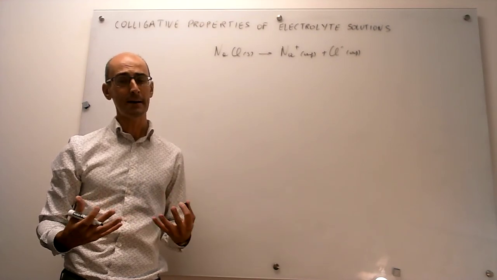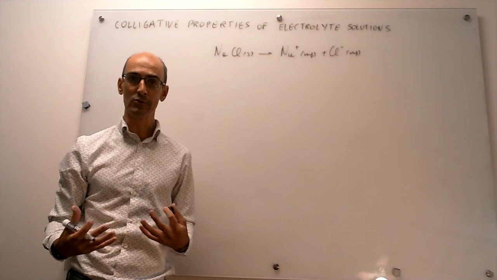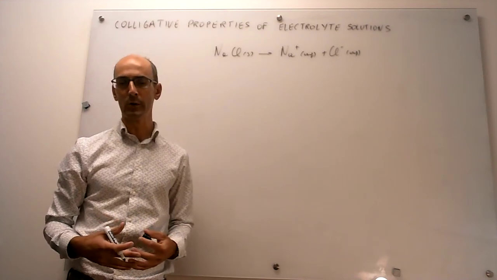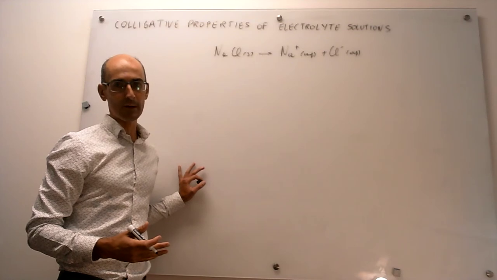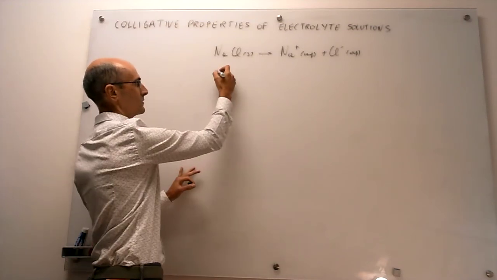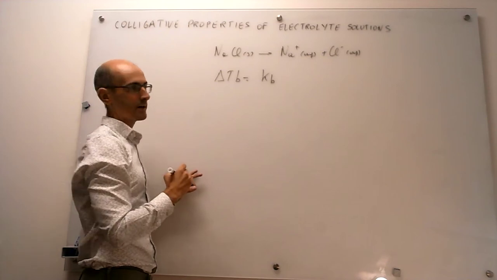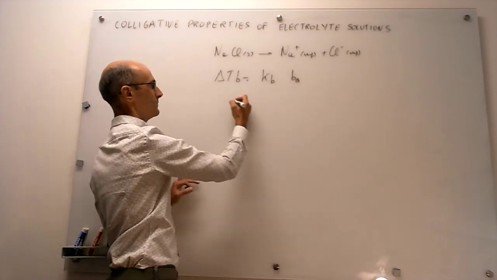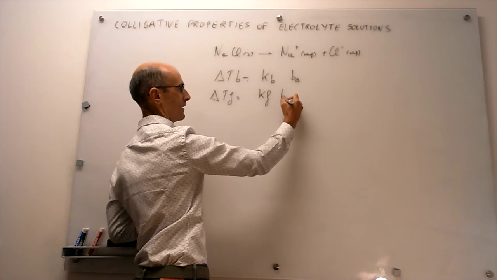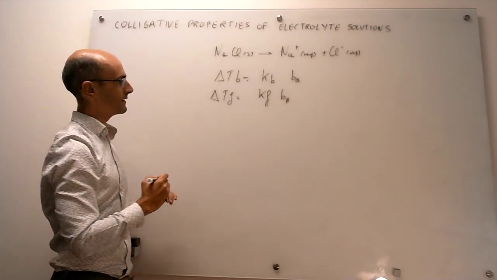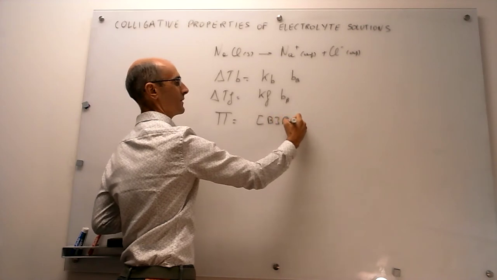Our starting step is going to be the equations for colligative properties of non-electrolyte solutions, like ethanol or methanol or glucose and so forth. If you remember, we studied a variety of colligative properties, but three of those were the boiling point elevation, where the change to the boiling point was equal to an ebullioscopic constant multiplied by the molality of the solution. Then the freezing point depression, where the change to the freezing point was a cryoscopic constant multiplied by the molality of the solution. And finally, osmotic pressure, which was the molar concentration of the solution multiplied by RT.